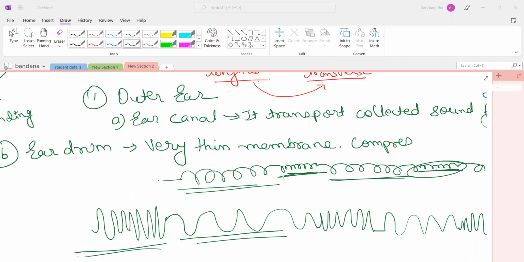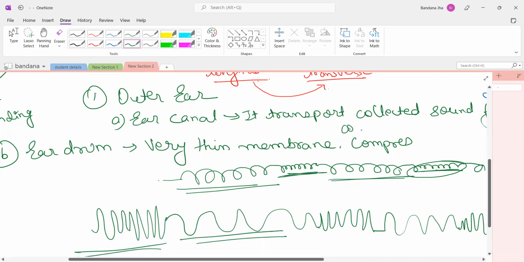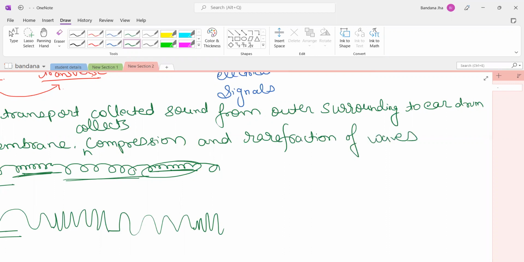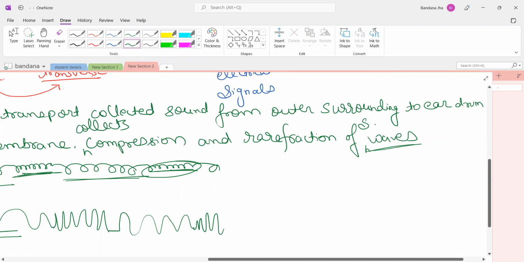So what is the role of your eardrum? The eardrum collects compression and rarefaction of waves. Is this clear? On which type of waves? Light waves? No. Sound waves.